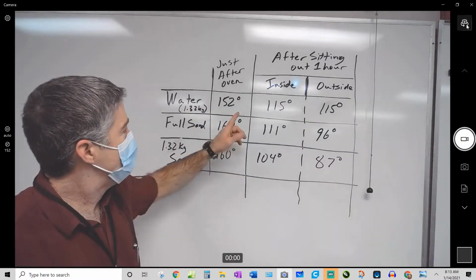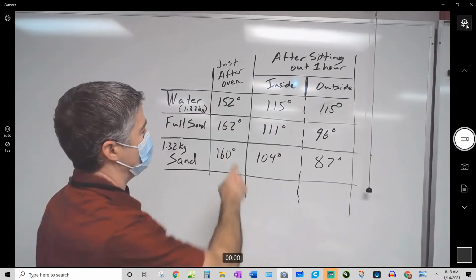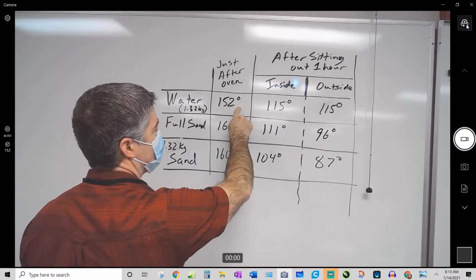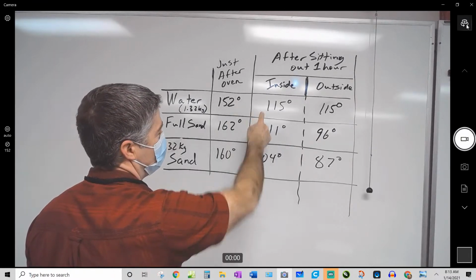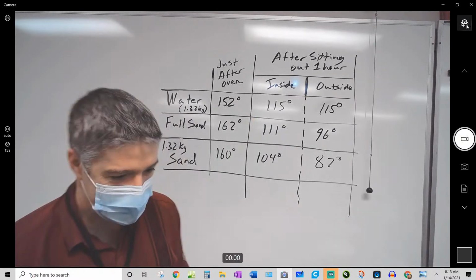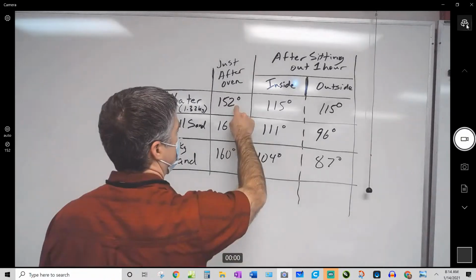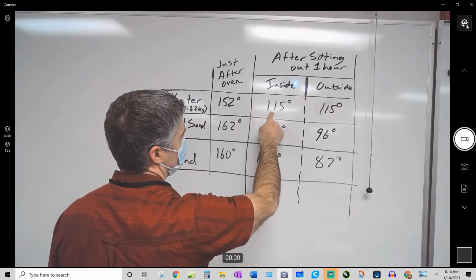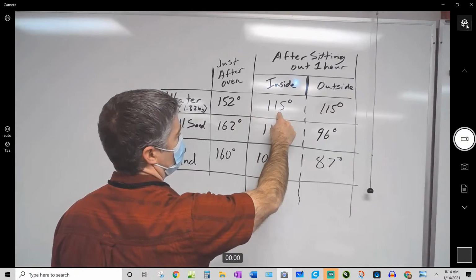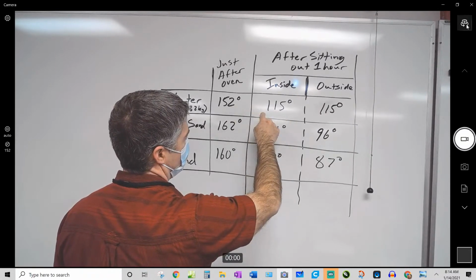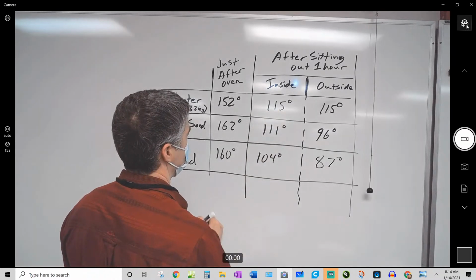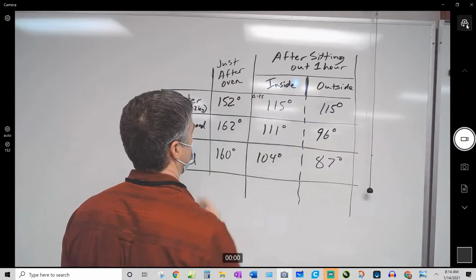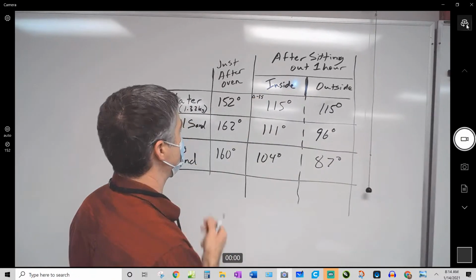And then when I took them all out and set them on the table, after an hour, the water had changed from 152 down to 115. So I guess it would be nice to do some math here. So 152 minus 115. If this were 120, that would be 30, and then that's 5 more. So this is a change of 35 degrees. Is my math right on that?